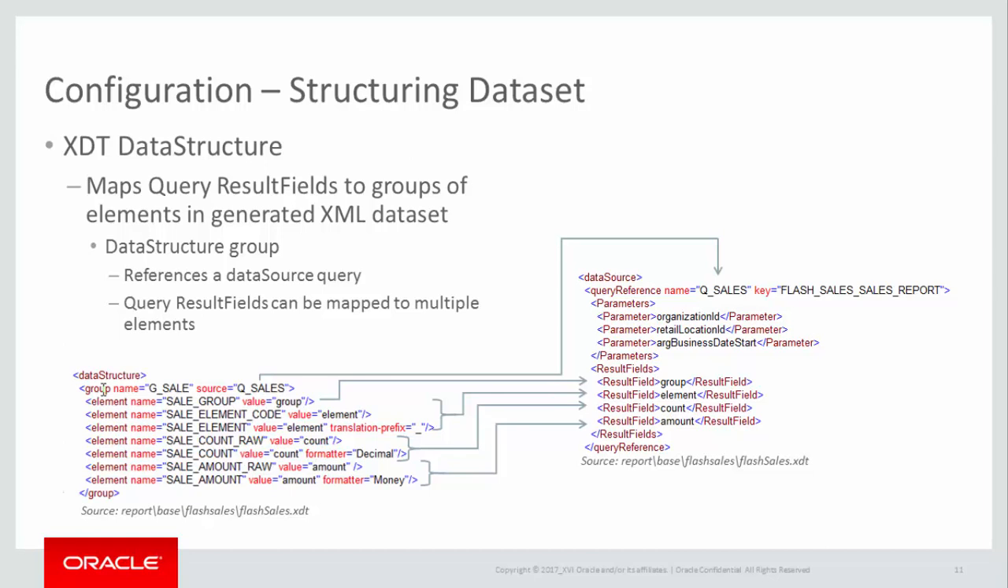In this slide, we can see how a data structure element that references the results of a query is configured to define how groupings of XML elements should be created. For each row in the query result set, an XML element named GSale will be generated containing XML elements for the mapped result fields. Keep in mind, a transformation is being defined in this configuration, transforming a query's result set into an XML document. The reporting framework can be configured to write raw result field values into XML, or it can be configured to reformat those values. Notice the use of the decimal and money formatters.